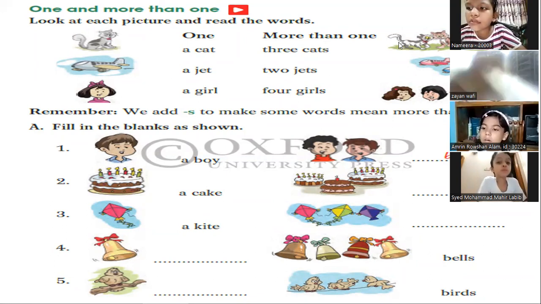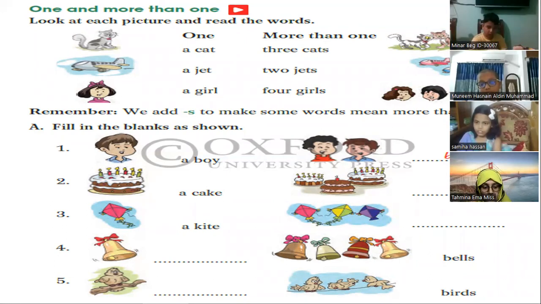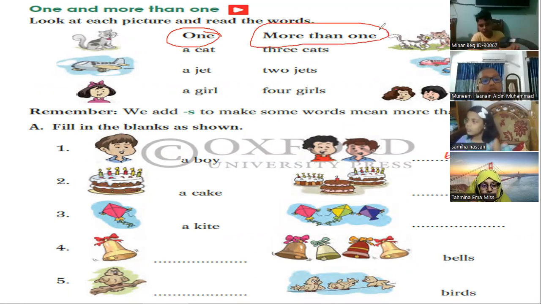More. Namira? More than one. Yes, more than one. Singular means one. Singular means one. Plural means more than one. Mane ekher beshi.